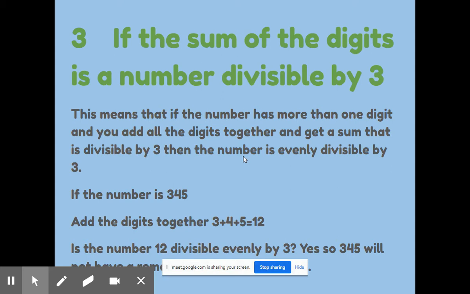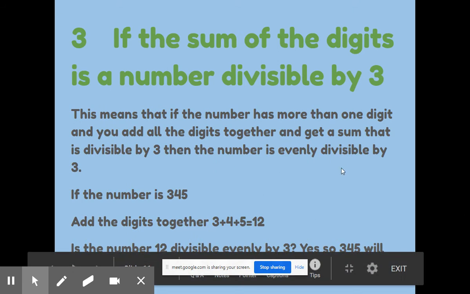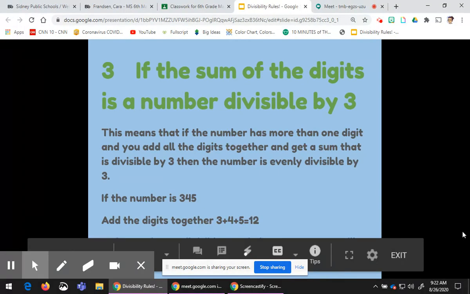Let me read the screen because I was just going off the cuff there. This means that if a number has more than one digit and you add all the digits together and get a sum that is divisible by 3, then the whole number is evenly divisible by 3. Here's the example: the number 345, 3 plus 4 plus 5, I get 12. So the sum of the digits is 12, and 12 is evenly divisible by 3. So the whole number, 345, will divide evenly by 3.